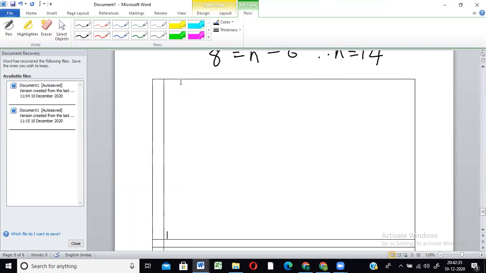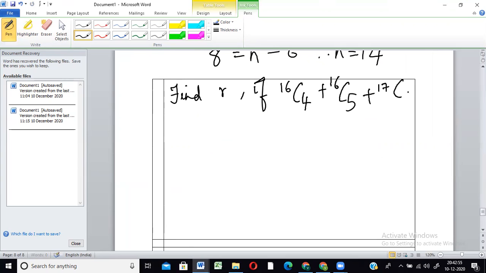Now suppose we have a sum like this. Here you have to find r if 16C4 plus 16C5 plus 17C6 plus 18C7 is equal to 19Cr. Okay, you have to find out the value of r if this is given to you. Here, how will we do it? Here you have to find out the value of r.